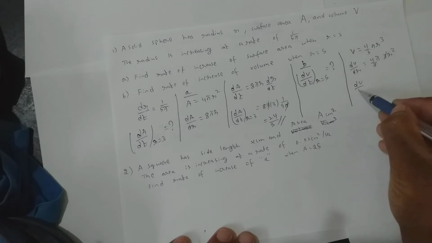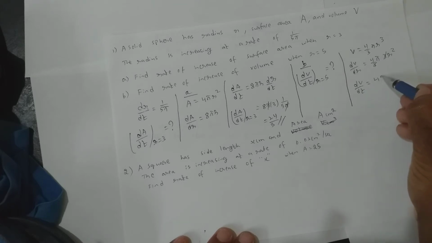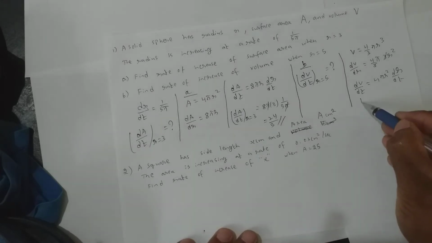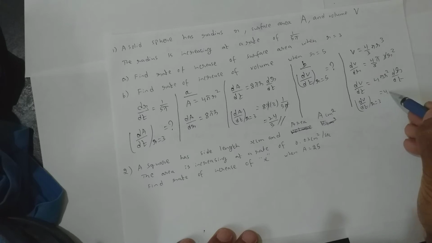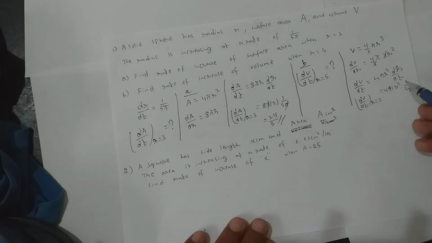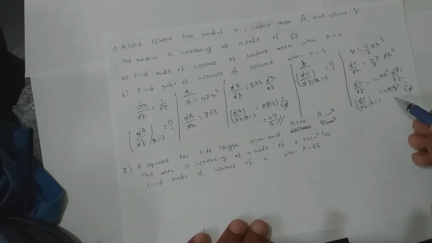So from that dV by dt, how much will you get? 4 pi r square into d by dt of what letter you have here? That comes over here. So now dV by dt when r equal to 3 is 4 pi into 3 square into dr by dt is 1 by 5 pi. Pi gets cancelled. Right? Okay, this time r value is 5. So here it is 5. So 5 square 25 by 5, 5 into 4 is 20. So this is the answer.